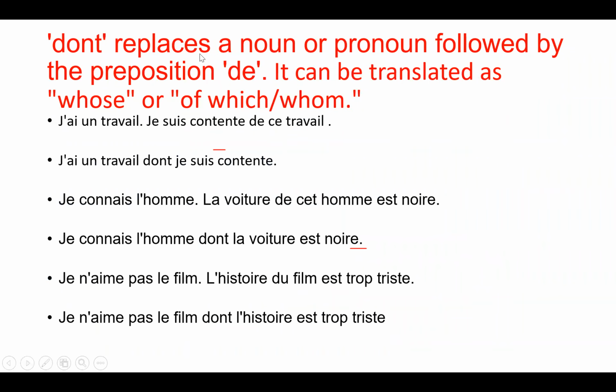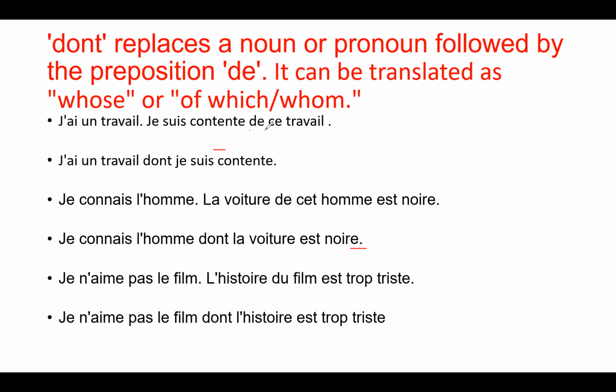Dont. Dont replaces a noun or pronoun followed by the preposition de. It can be translated as whose, of which, or of whom. Okay, so let's see the example. J'ai un travail, je suis contente de ce travail. I have a job, I'm happy with this job.